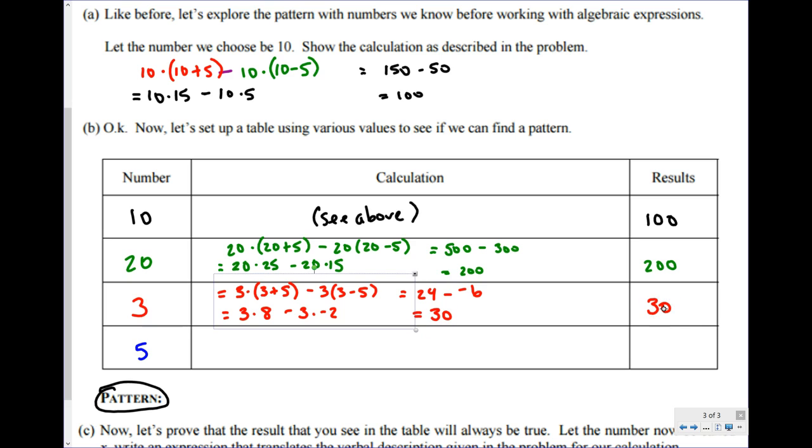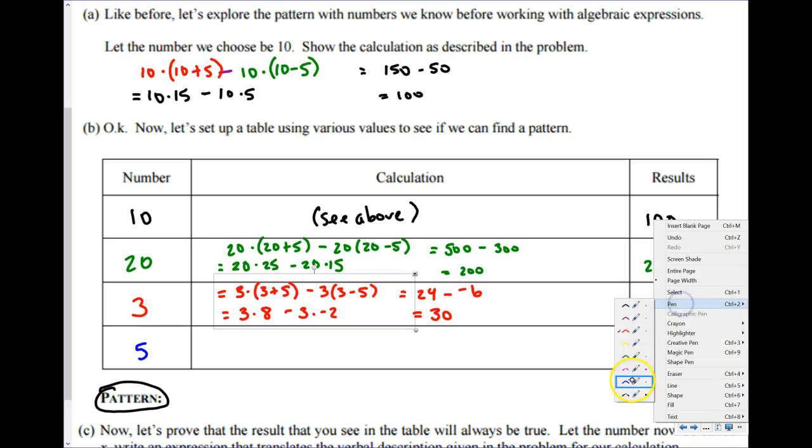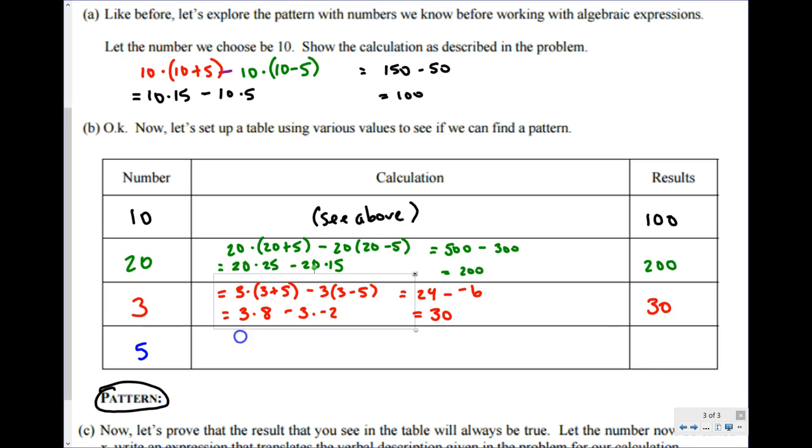Okay. And finally 5. I'm going to have 5 times 5 plus 5 minus 5 times 5 minus 5. That's a lot of 5s, jeez. Then I've got 5 times 5 plus 5 is 10, minus 5 minus 5 is 0. Okay, so 5 times 10 is 50, minus, what's 5 times 0? 0, so that's just gone, and I'm just left with a 50.